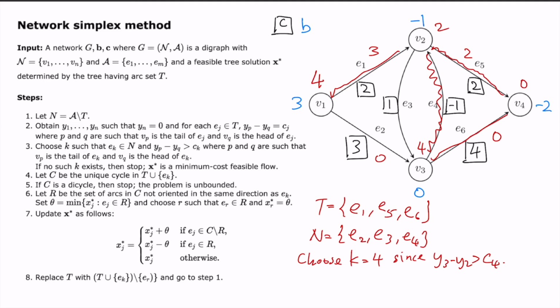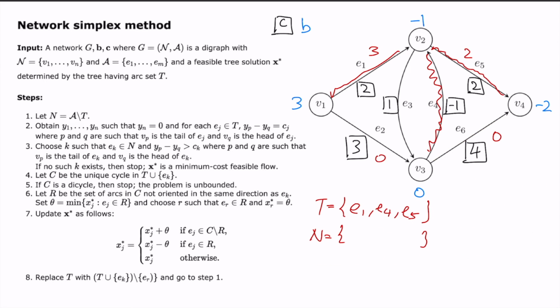And we now have a cycle consisting of the arcs E4, E5, and E6. And in this case, R is just E6, because if we travel along the cycle, only E6 is pointing in the opposite direction of our travel. And so theta is 0, since the flow value on E6 is 0. And lowercase r will be 6, because this is the only choice. And since theta is 0, none of the values of x star is going to change. And the new T will include E4, but not E6. And we start a new iteration.